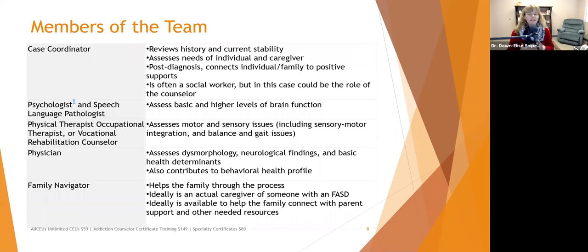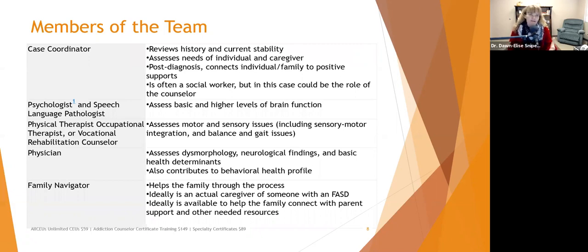The case coordinator is often a social worker, but it could be a counselor, or in Florida, it also could be an early intervention professional. A psychologist and speech and language pathologist are often involved in the process to assess basic and higher levels of brain functioning. Physical and occupational therapists and voc rehab counselors are there to assess motor and sensory integration issues. A physician looks at dysmorphology, the facial features that we might be talking about, any neurological findings, and basic health determinants. And the physician will also contribute to the behavioral health profile. And the family navigator helps the family through the process, and is ideally an actual caregiver of someone with an FASD. So they've been there. It's a mentor in the process, and is ideally available to help the family connect with parent support and other needed resources.